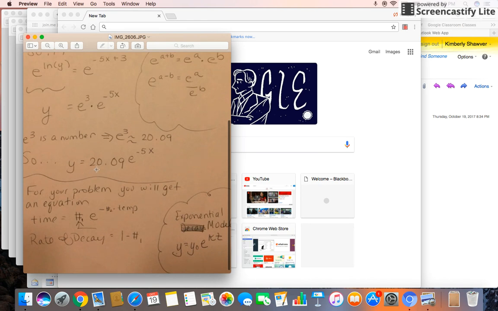Now, this equation follows the general exponential model. This number here is an initial amount. Your question is asking about how much decay. So that's why for your problem, whatever this number ends up being, you take 1 minus the absolute value of that number, and that'll give you the answer that you're searching for. I hope that helps.